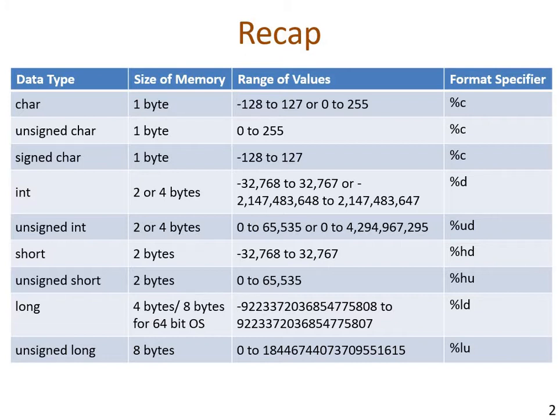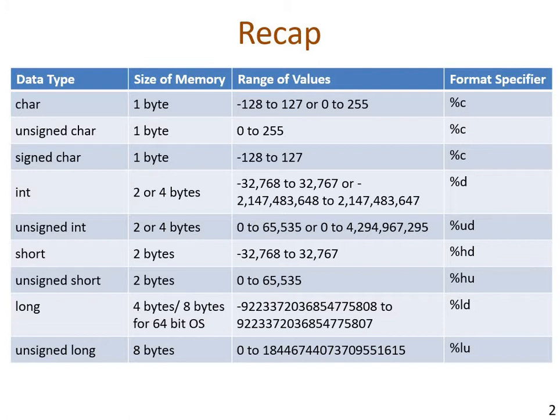And for integer, it depends on the compiler. Sometimes it's 2, sometimes it's 4 bytes. For signed integers and unsigned integers, you have the same range again, but for unsigned it is from 0 to the representations. That's the reason it is clearly mentioned. For integer, the format specifier is percentage d, and for unsigned integer, it is percentage u. In the same way, you have short, unsigned short, long, and unsigned long. You can see the same representation.